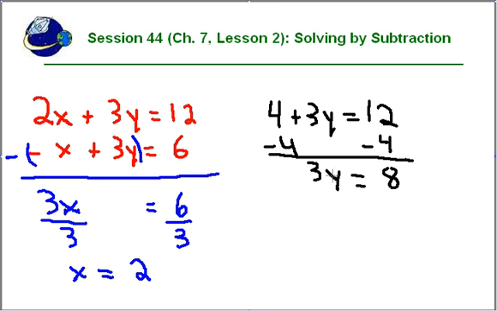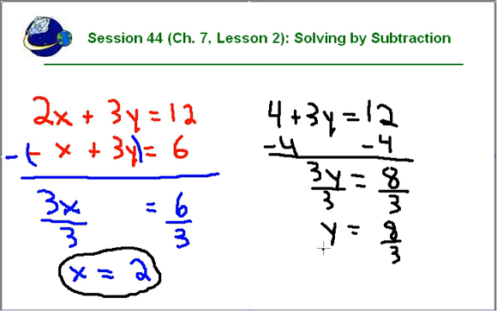We still need to solve for y. Y is being multiplied by 3, so to undo the multiplication, we need to divide both sides by 3. Well, 3 times y divided by 3 is just simply y. And then on the right-hand side, we have y equals 8/3. And I'm not going to go ahead and divide it out to get a decimal. We're just going to go ahead and leave it in fraction form here. 8/3.